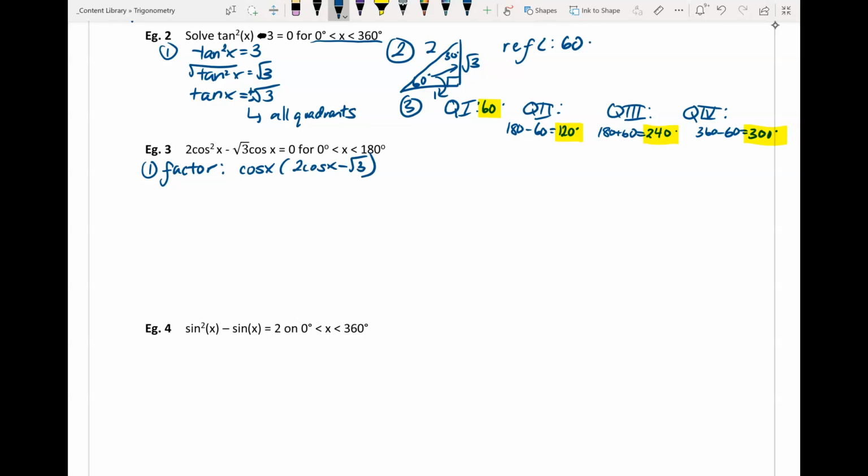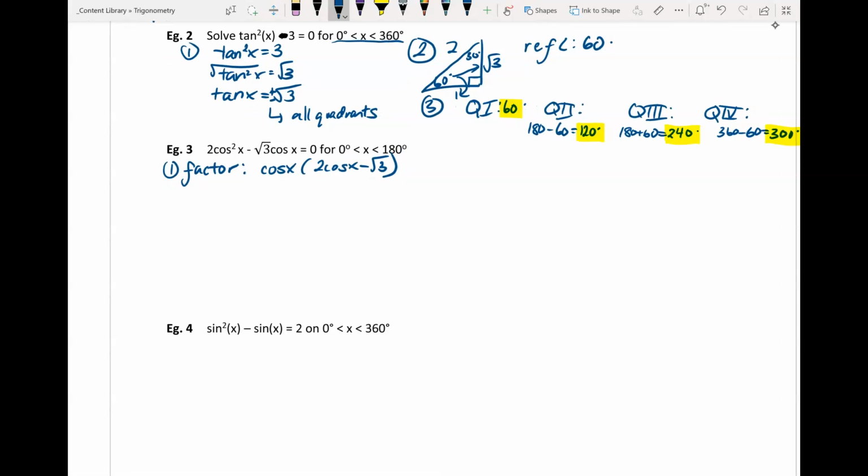If this confuses you, try to replace this cos x with some other variable, let's say z. Then try factoring that, and then replace the z back with the cos x. Because if I try to factor this, I'm going to get 2z minus root 3, and then put the cos x back in. If you make that comparison, that's exactly the same thing as what we have here.